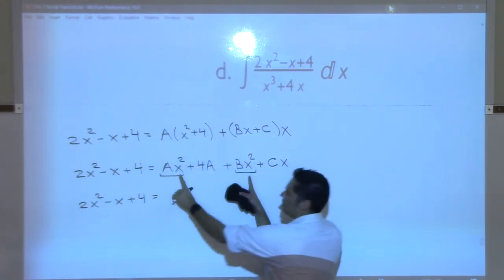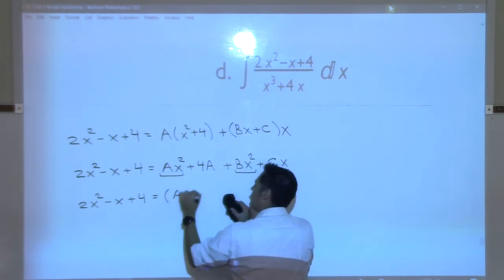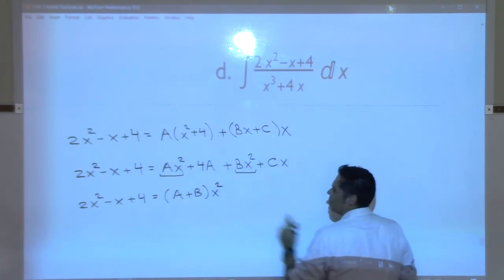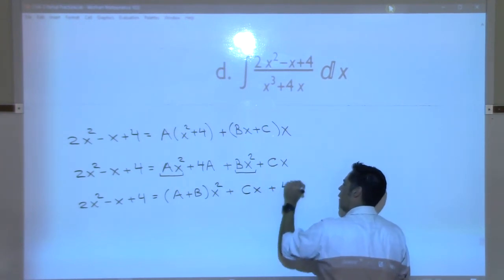So I'm going to put these two together, and then I'm going to pull the x squared out of them. So I'm going to write a plus b x squared plus cx plus 4a.